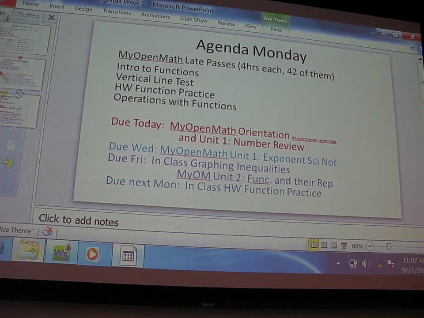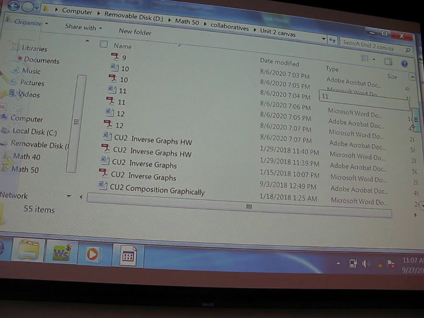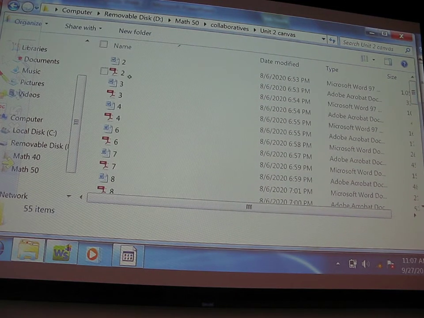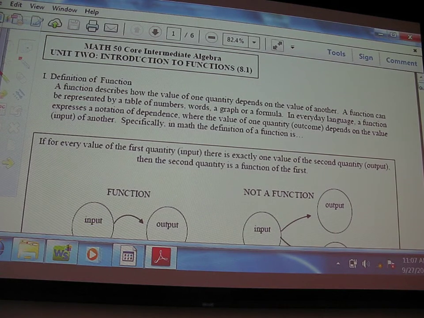So you guys are going to want your this one. Intro to Functions, it looks like that. Pull that out. If you don't have one, I do have extras. You can come get one. If Jenna comes in, she's not with us.